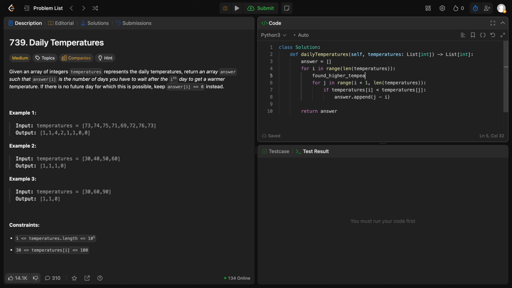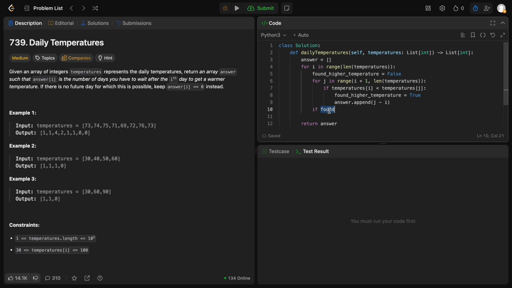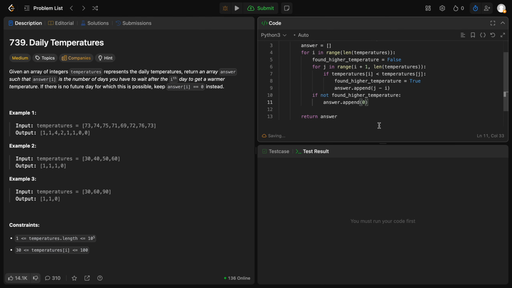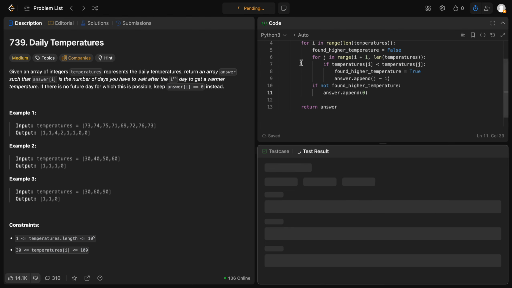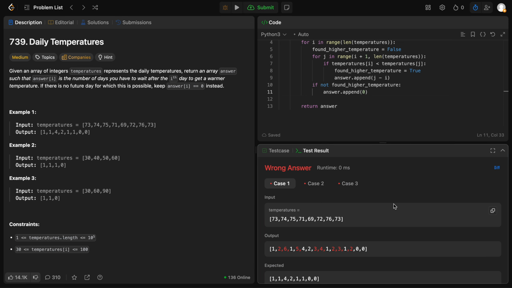A boolean for the fact that if we never find a higher temperature, I think that would be what the not statement here. Then this append would never actually run, so we want to just run with 0, like that. And let's give this a shot. Let's run. Syntax errors. Oh. Oh my.